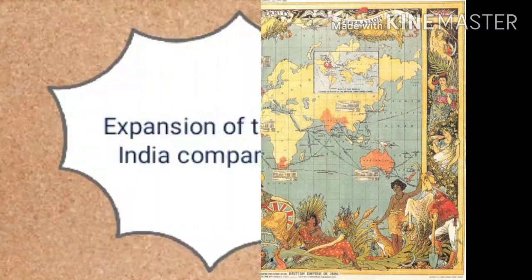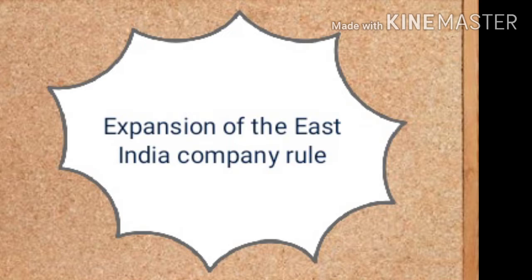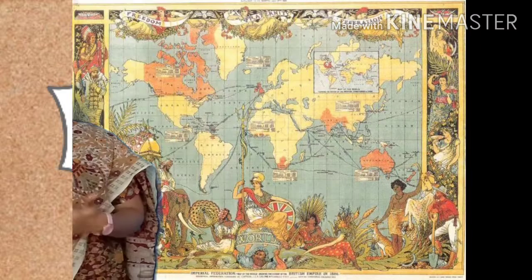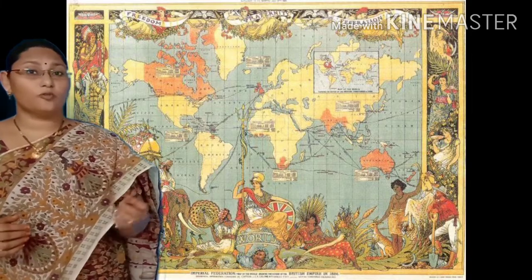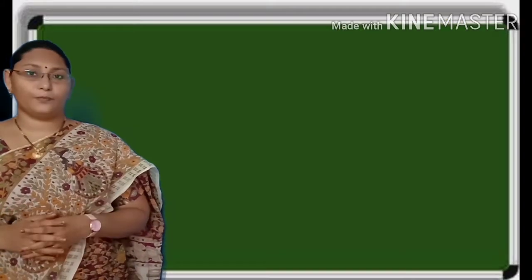Yes. So now we need to discuss the next point of our lesson, from trade to territory, that is, the expansion of the East India Company rule. The British East India Company did not always follow the same strategy to subjugate territories. It rarely used armed forces to subjugate the villages or provinces in India.